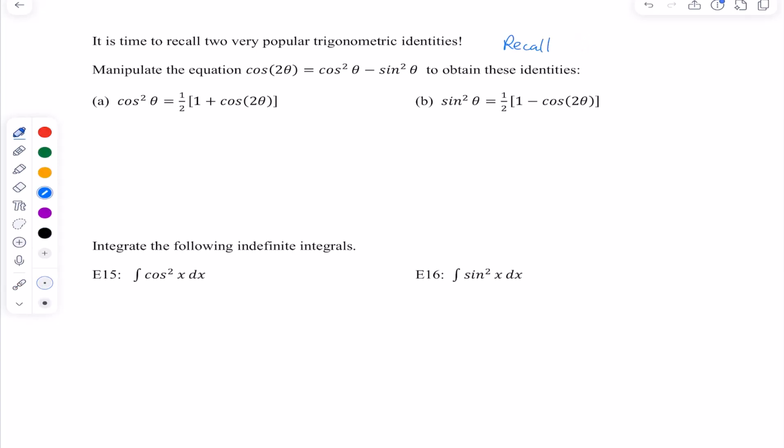Recall the most famous Pythagorean trigonometric identity from trigonometry. We can see that the square of sine of theta is equal to 1 minus the square of cosine of theta. We're going to take this equation here and rewrite it. And we're just going to manipulate this, make appropriate substitutions, and keep the next equations balanced.